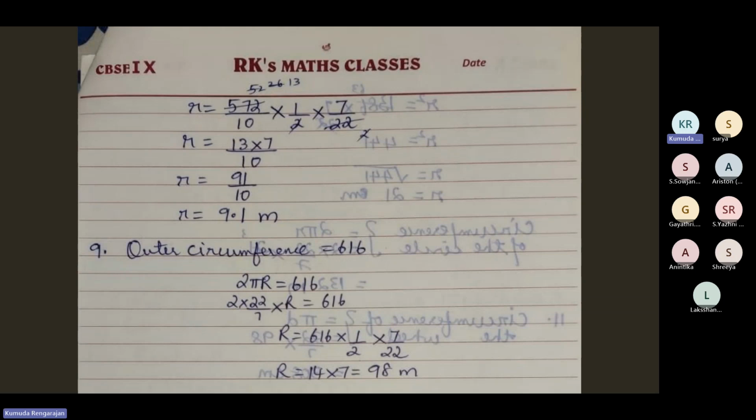So 2 pi r is equal to 57.2. You'll have to transpose 2 and 22/7 to the other side. So they become 1/2 and 7/22. On cancelling, you get 91/10, which is 9.1. So the radius of the circle is 9.1 meters.